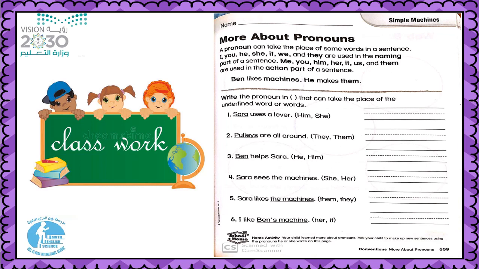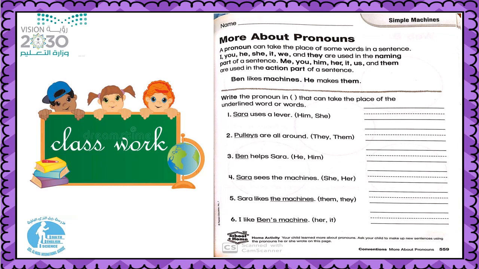And we have another kind of pronoun. These pronouns are used in the action part of a sentence, which means these pronouns will be used after the action verb or at the end of the sentence. What are these pronouns? Me, you, him, her, it, us, them. We said it and you can be used in the naming part of the sentence and in the action part of the sentence. It's okay.